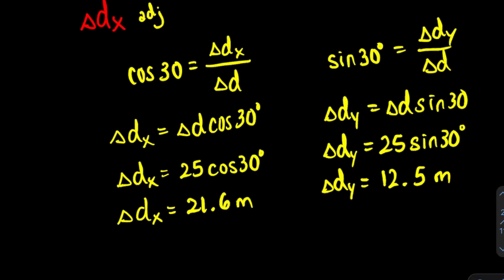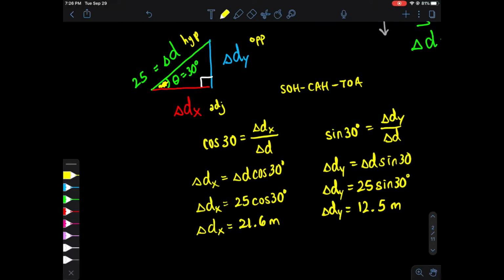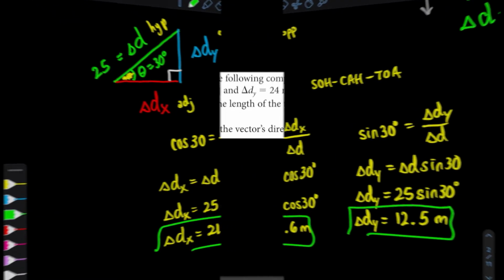12.5 meters. So once you're trying to find the components, you should draw it onto the coordinate system and then take advantage there's a right angle triangle and use SOHCAHTOA. Just make sure you label your triangle with the angle that you're considering, and that way you can find the two components, the horizontal and the vertical component.